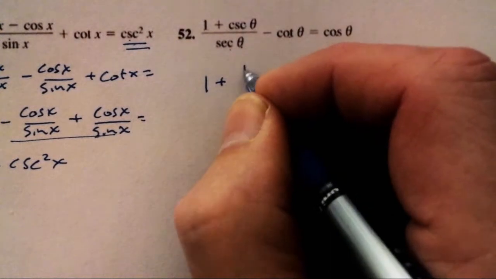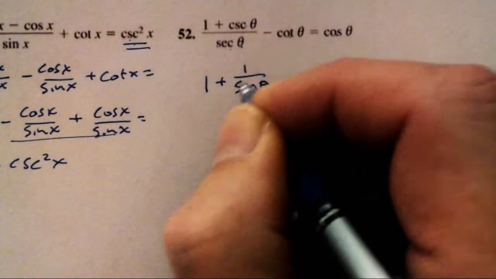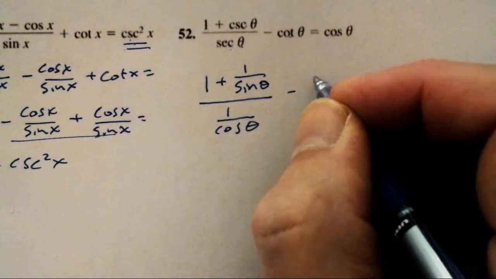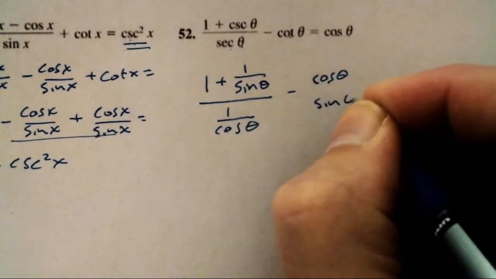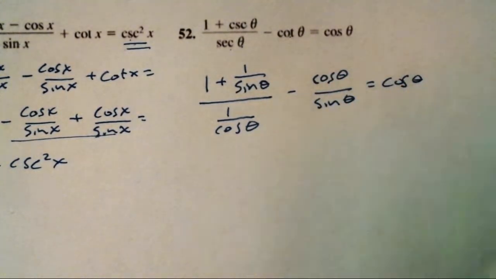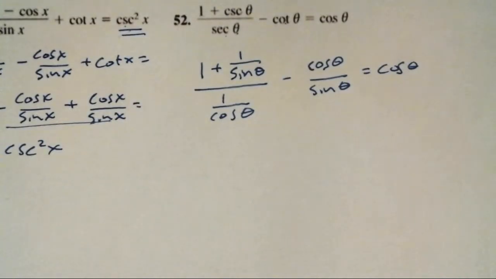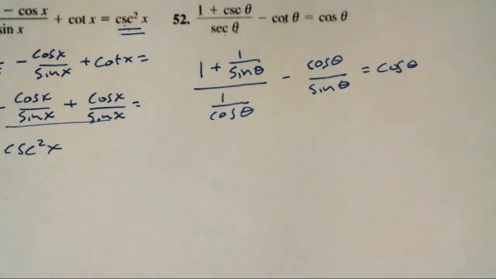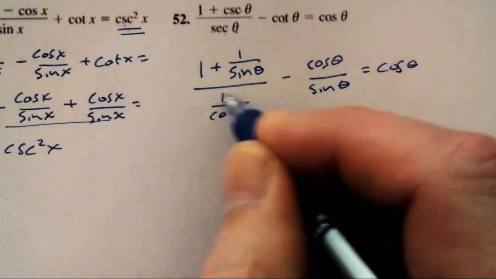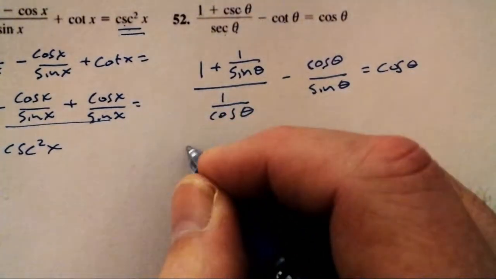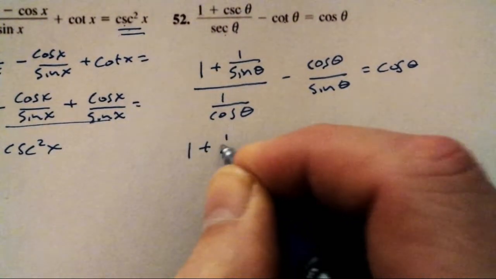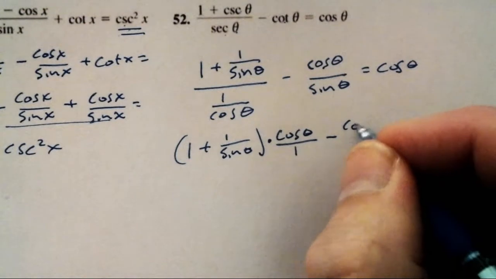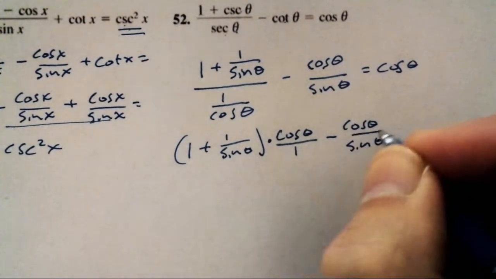So this is 1 plus 1 on sine of theta, all on 1 on cosine of theta minus cosine of theta on sine of theta equals cosine of theta. So everything in terms of sines and cosines. Now, this is what I would refer to as creating a mess. And we're going to clean that mess as soon as we create it. In this case, I just have a single factor term in the bottom to divide by. So I'm going to make this 1 plus 1 on sine of theta times the reciprocal of that, cosine of theta on 1 minus cosine of theta on sine of theta.